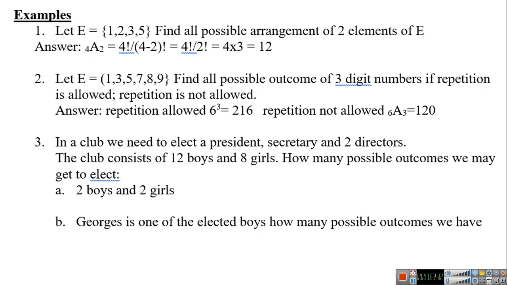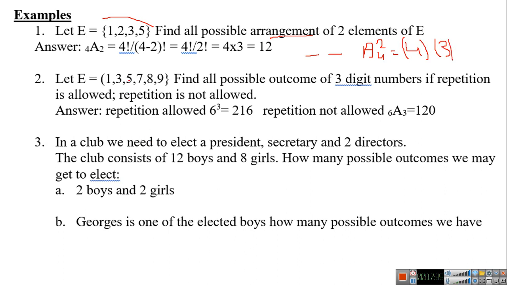Okay. Let us take problems. Let you have the set A. Find all possible arrangements of two elements of A. When you want to write a two-digit number, they want it as an arrangement, so repetition is not allowed here and order is important. I want to pick 2 out of 4 elements. So you go 2 units from 4: 4 times 3. So I have 12 choices.